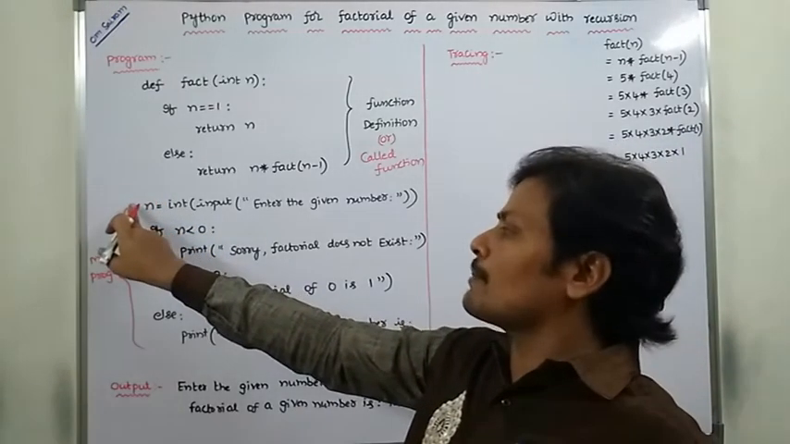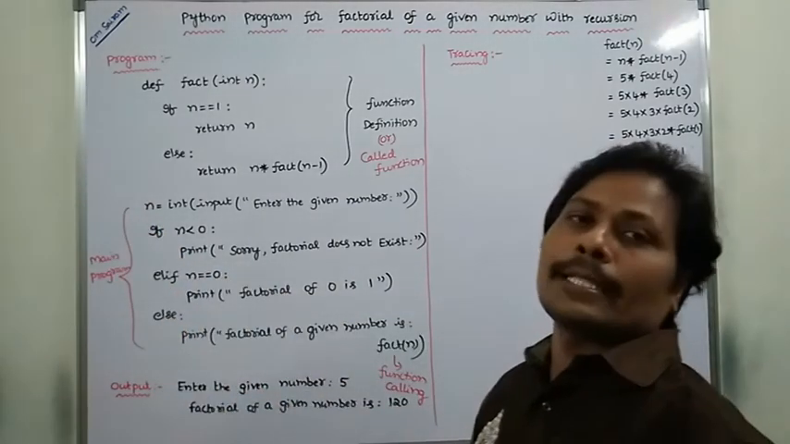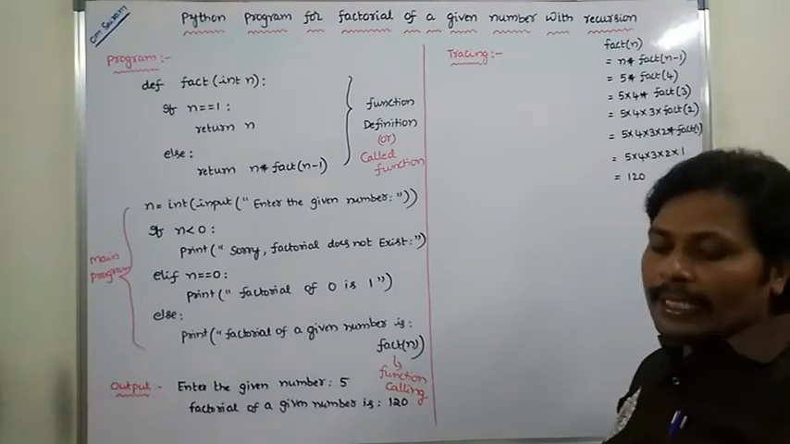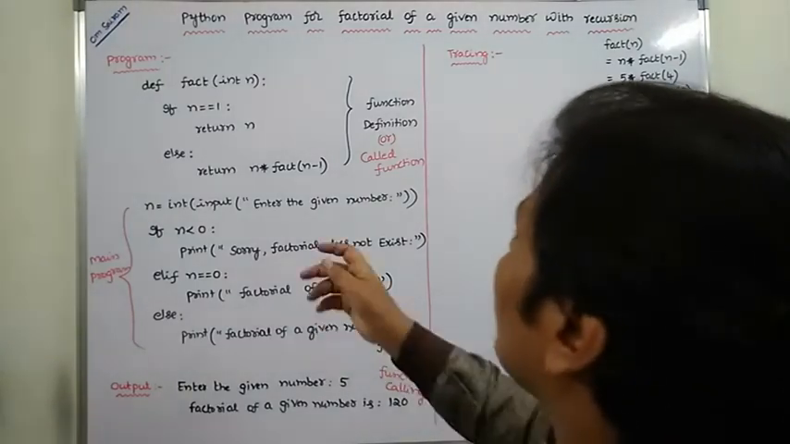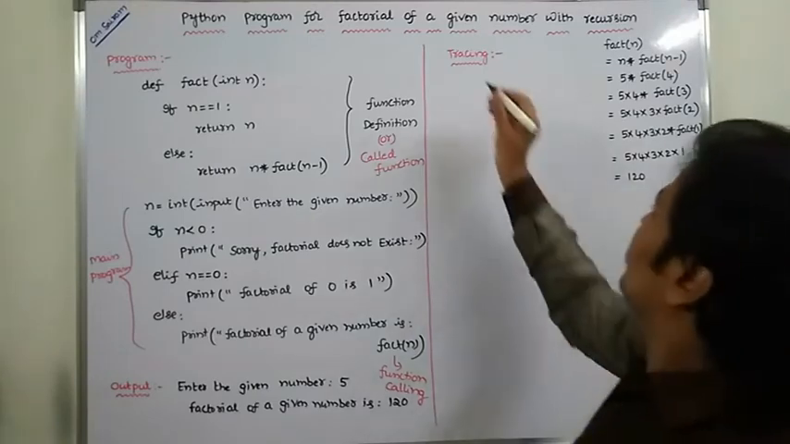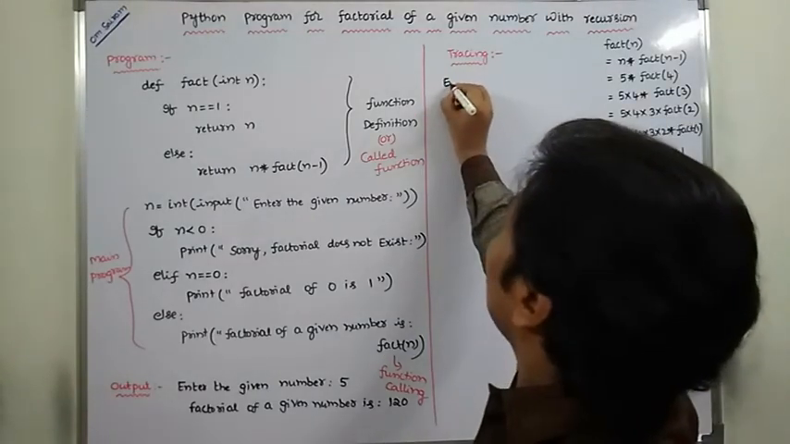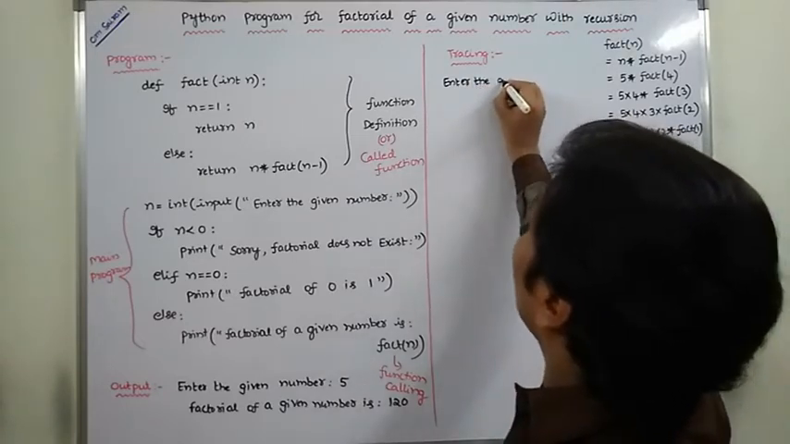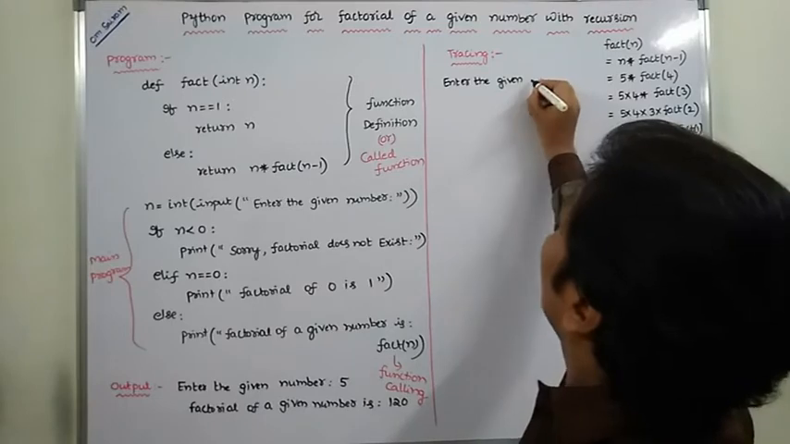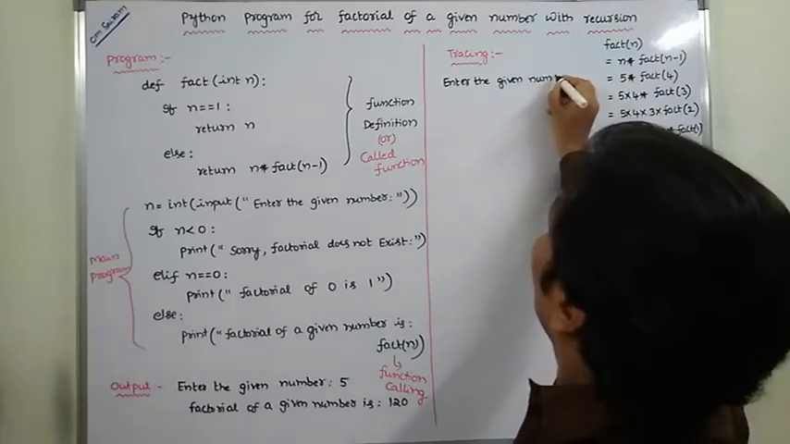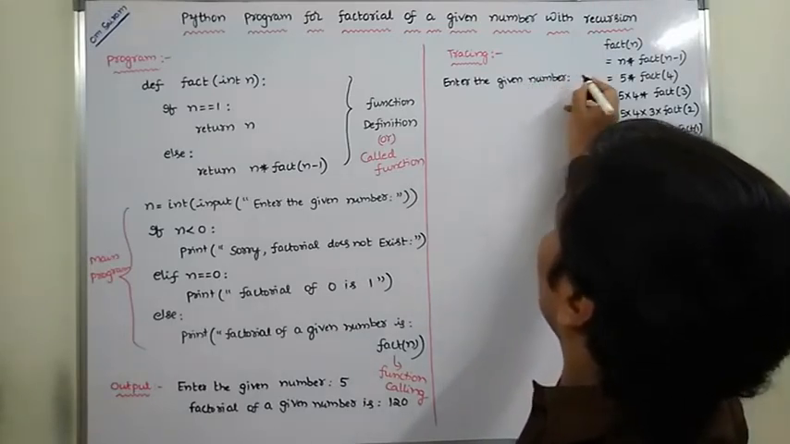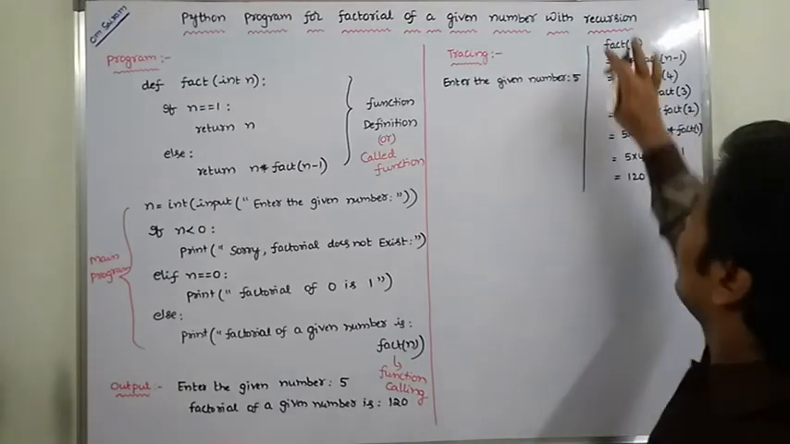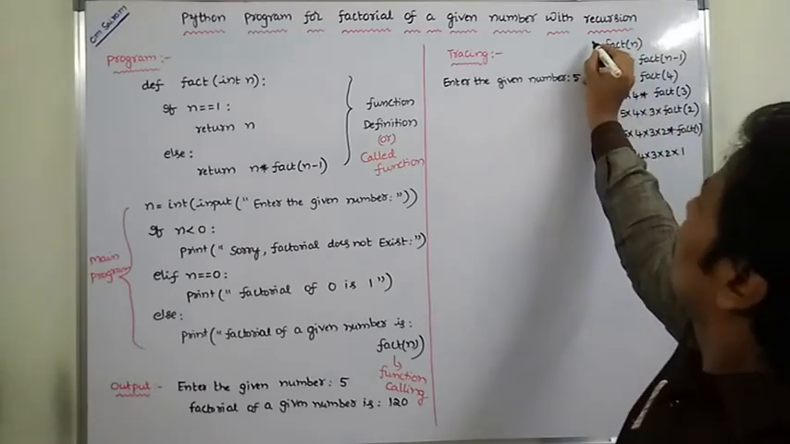Here the main program runs from this statement to this statement. First, n is equal to int of input of "enter the given number". First step, enter the given number. That is 5.